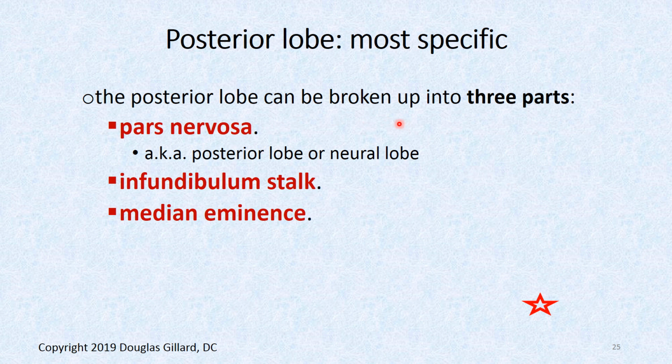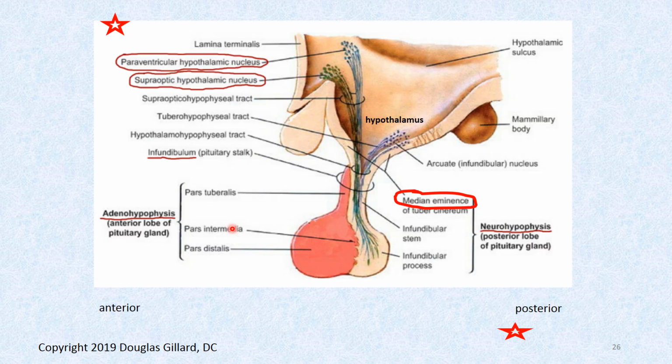The posterior lobe can be broken up into three parts as well. Pars nervosa, that's the posterior lobe or the neural lobe. There's the infundibular stalk. And then there's the median eminence. These are all parts of the posterior lobe. I bet you didn't know the median eminence was part of the posterior lobe. But now you do.